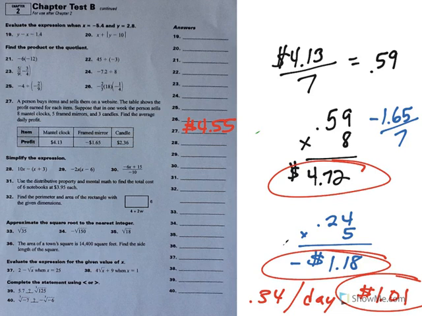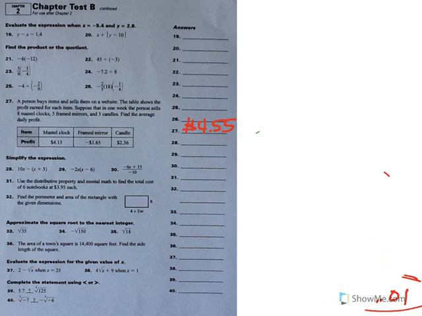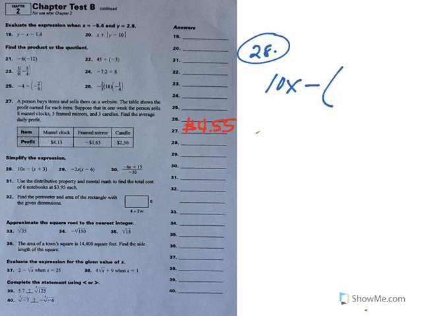Simplifying expressions. Ah, yes, much better questions. Simplifying expressions, something that you must be able to do, especially because when we start doing equations, you must be able to simplify the left and right hand side. So just to begin with number 28, we have 10x minus the quantity x plus 3. This is distributive right here.